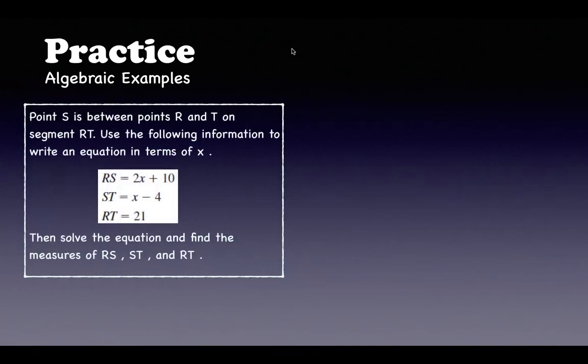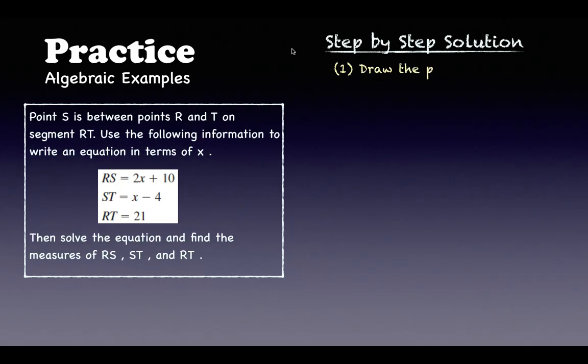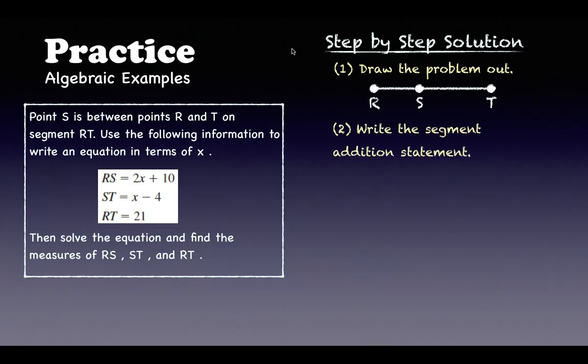So here's a problem that you may see from a textbook, and your first step here is going to be to draw out the problem. They've told you that point S is between points R and T, so we've simply drawn that out. Now we can continue with our segment addition statement, and then we can substitute what each expression is from the given box.